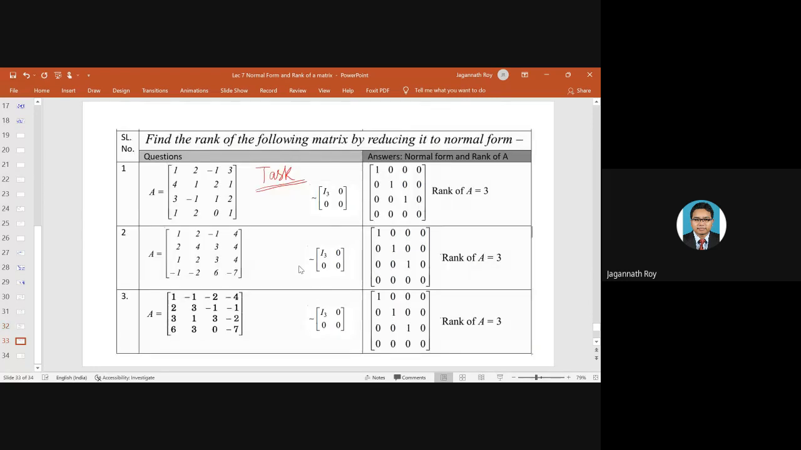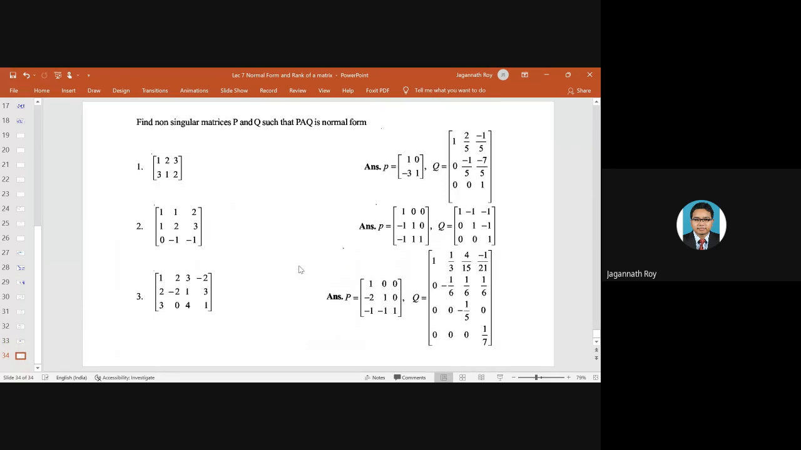Now, if you try to find the rank of the matrix by reducing to the normal form, try to verify yourself. Find the P and Q matrices. Remember, you may not get the same P and Q matrices as your friend is getting.